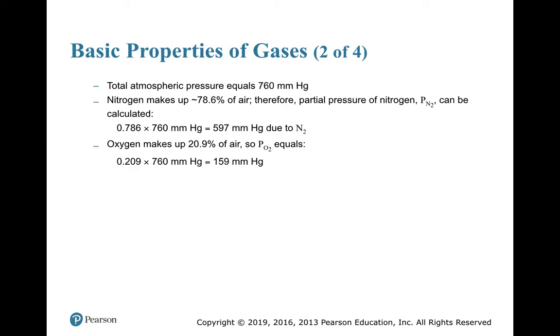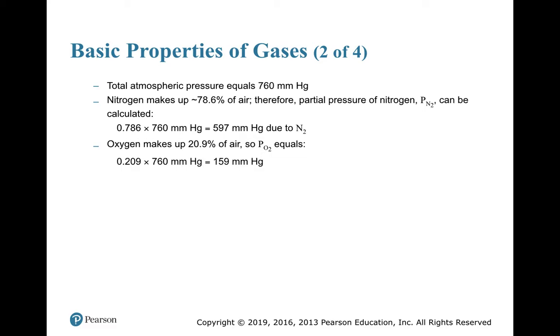So we said the total atmospheric pressure at sea level is about 760 millimeters of mercury. Nitrogen makes up about 78.6% of air, so the partial pressure of nitrogen would be calculated as 0.786 times 760, which is roughly 597 millimeters of mercury. So the percentage times the total pressure gives you the part of that pressure. What we are saying is that of the 760 millimeters of mercury atmospheric pressure, 597 of that is due to nitrogen.